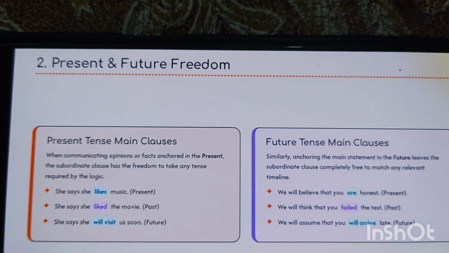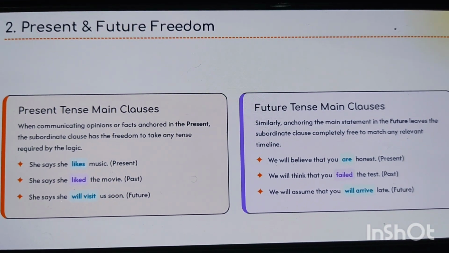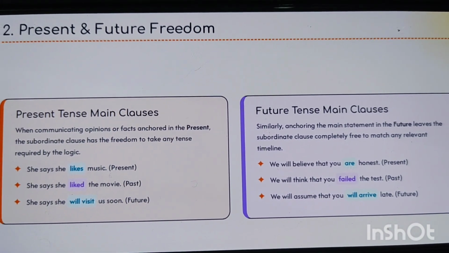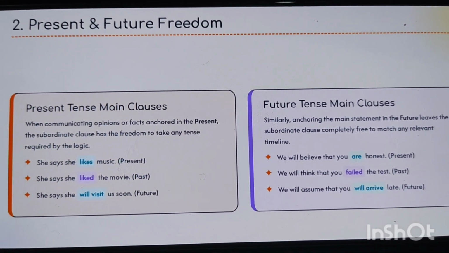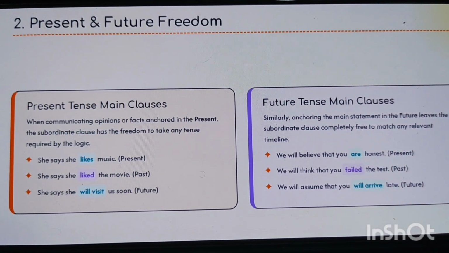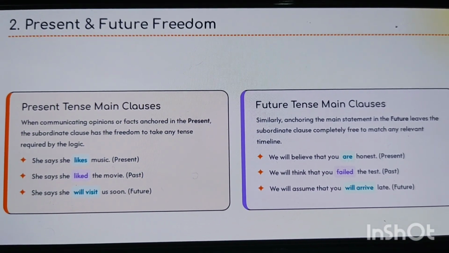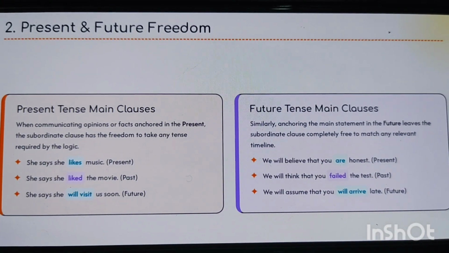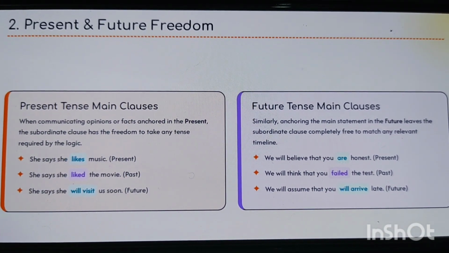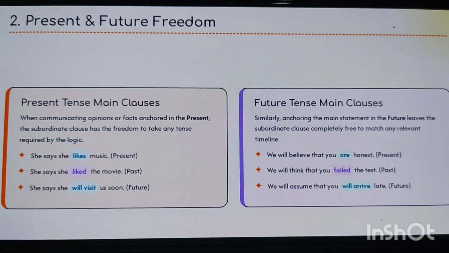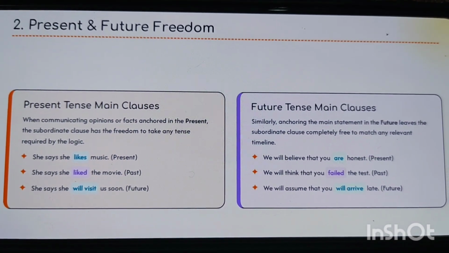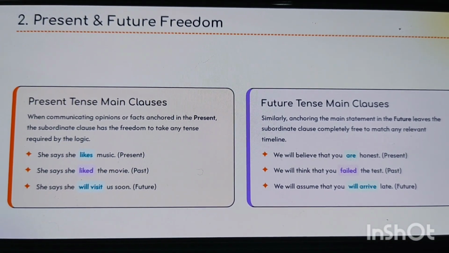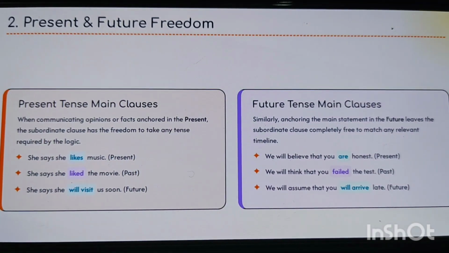Now move on to the next rule, present and future freedom. When communicating opinions or facts anchored in the present tense, the subordinate clause has the freedom to take any tense required by the logic. So it should be logically correct. He says he likes music. It's in the present tense. He says she liked the movie. It's in the past tense, it's logically correct. She says she will visit us soon. Will visit is in the future tense. So, the subordinate clause has the freedom to take any tense which is logically correct.